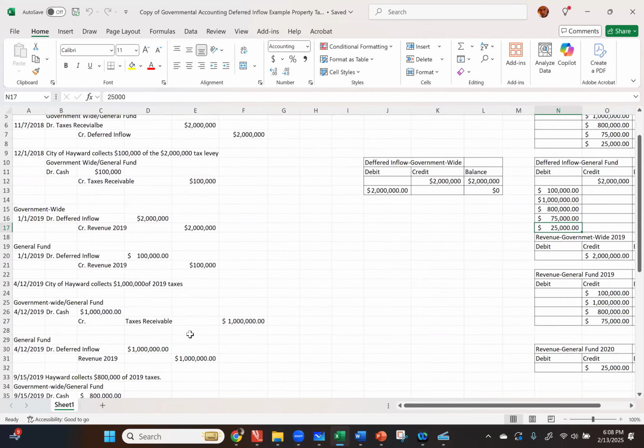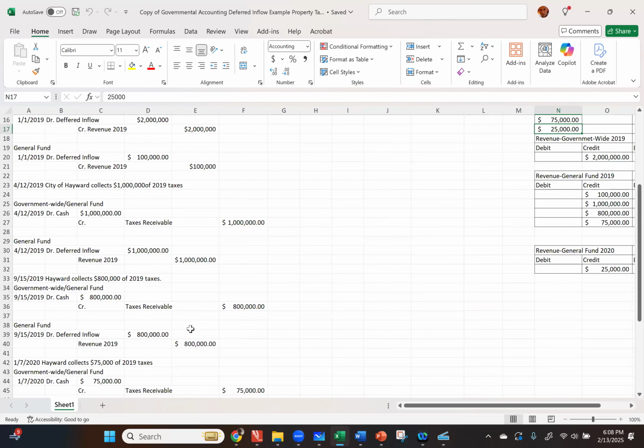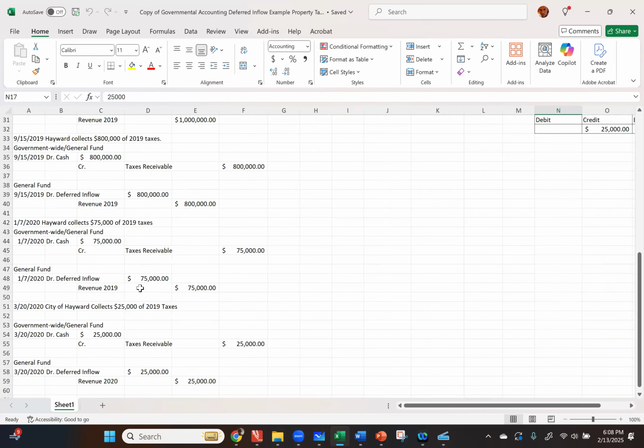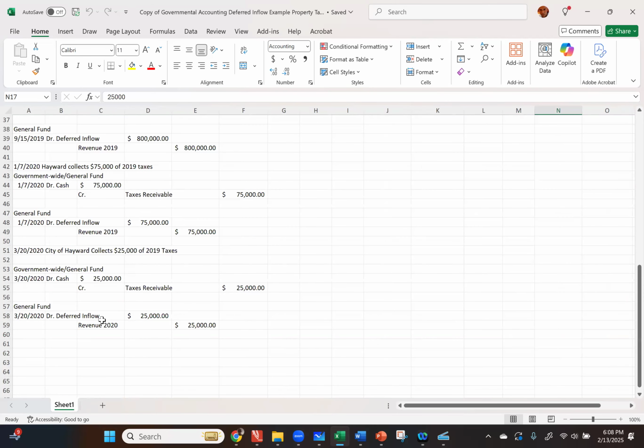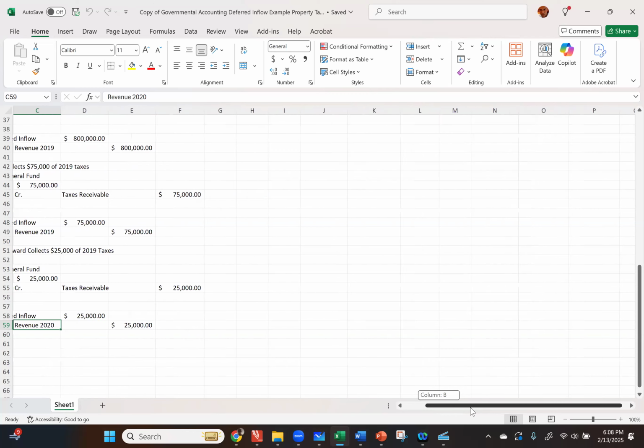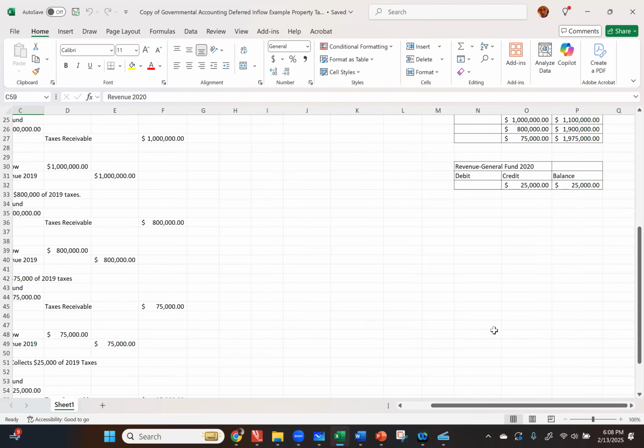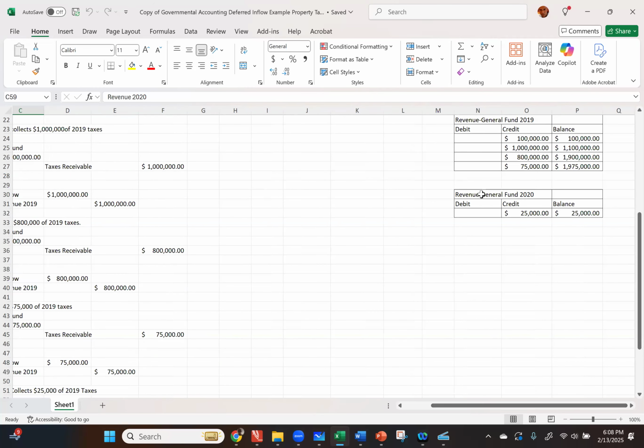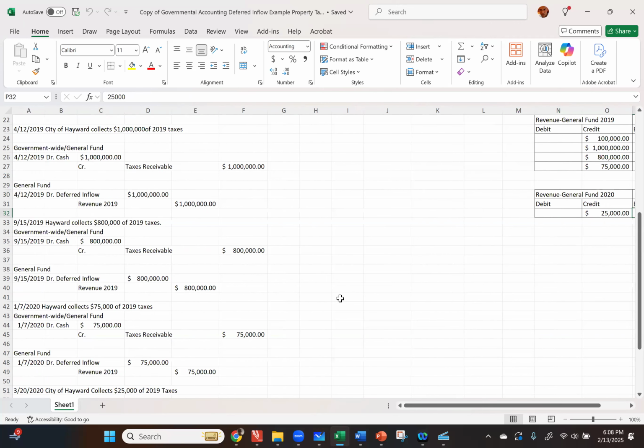Now I can credit the revenue for the 25. Here it is. Okay. But look there, it's 2020 revenue. That's 2020 revenue. So I don't enter that into the 2019 revenue ledger. I put that in what? In the 2020 revenue ledger, that 25,000.